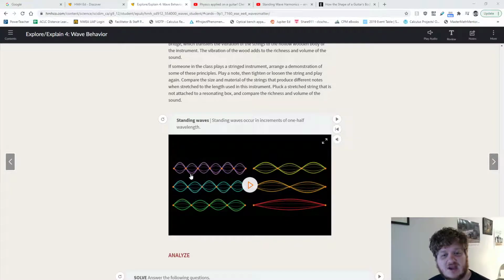So in this diagram, each of these orange dots is a node, and everything else would be antinodes. This first wave in red has 2 nodes, 1 antinode. And then this one in orange, 3 nodes, 2 antinodes. And then this one, 4 nodes, 3 antinodes, 5 nodes, 4 antinodes, and so on and so forth.